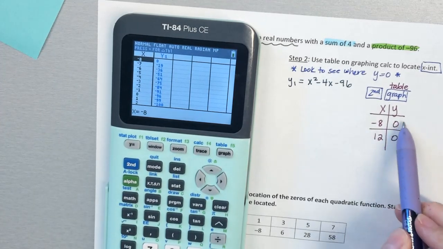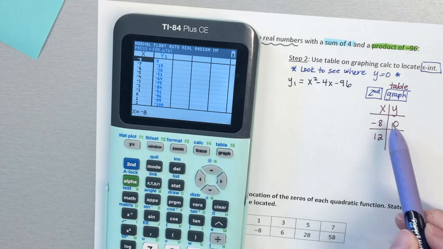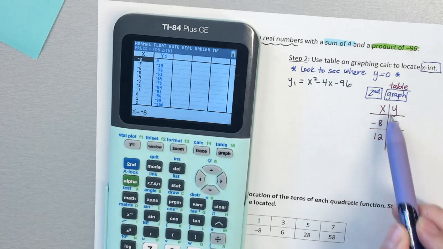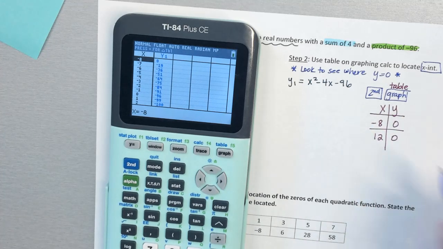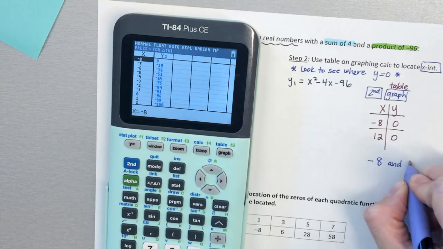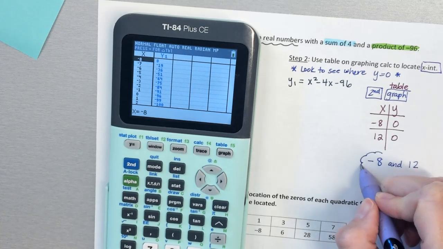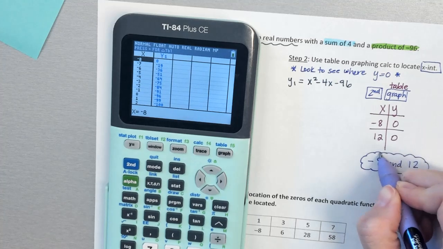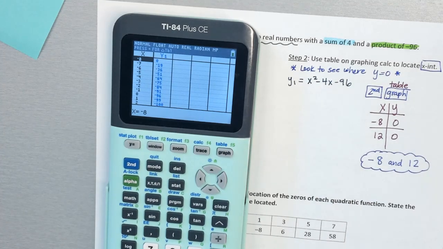Okay? And this isn't something that you have to write out when you're doing your homework. I just want you to have a visual reminder of how we found these 2 values. So then your solution is just negative 8 and 12. Those are your 2 numbers. Okay, so you're looking for the x-intercepts in your table.